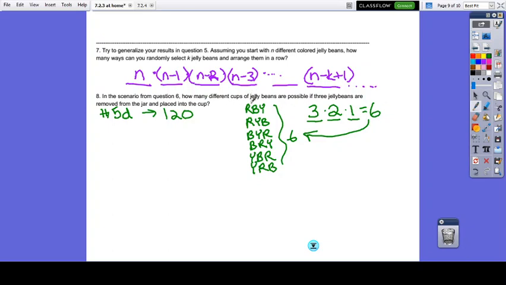There's 6 different ways to put red, blue, and yellow together, and that's the same for any 3 colors you would pick. So we need to take this number and we need to divide by 6, and that gives us a total of 20. Okay, so there are 20 different ways to choose 3 jelly beans and put them into the cup. Okay, different ways.